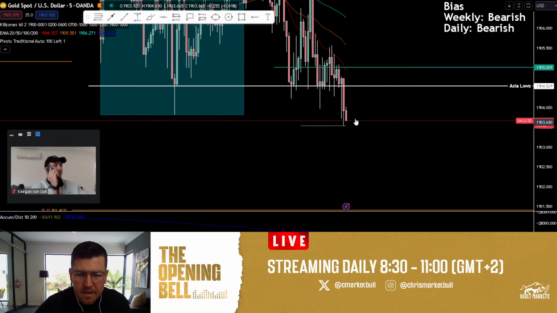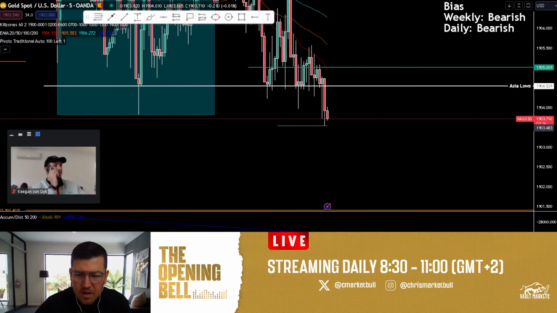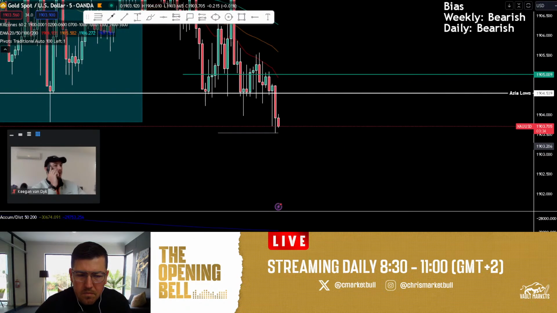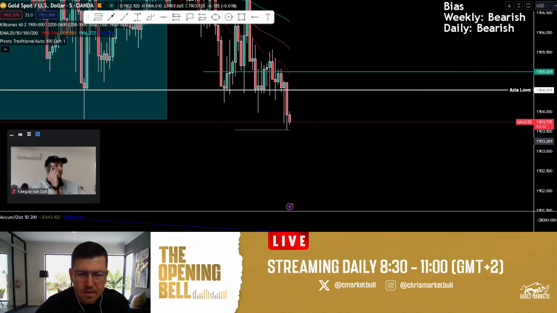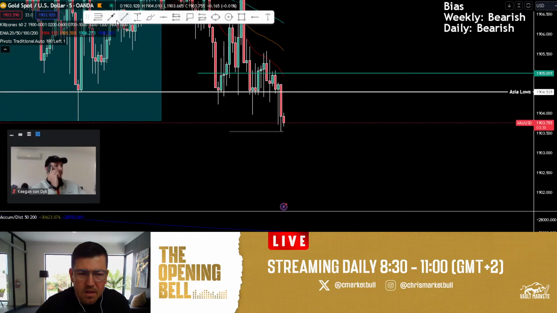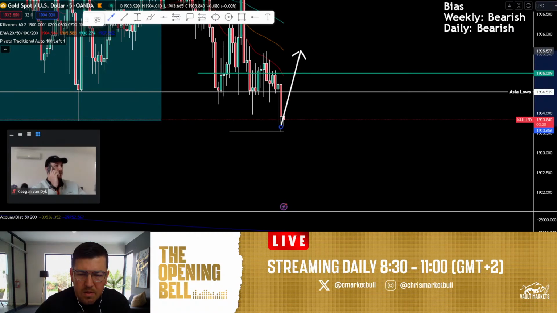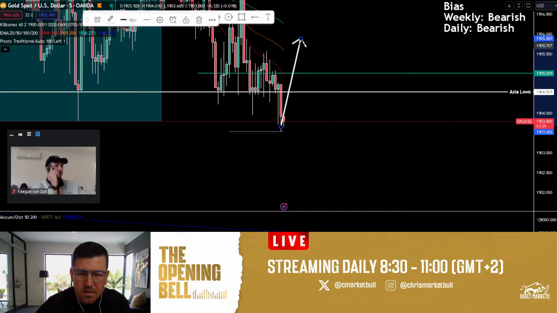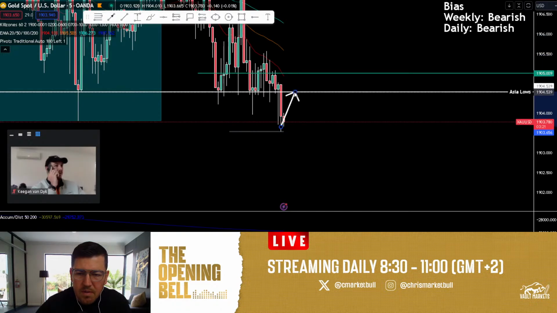Gold, break below Asia lows. I think for gold buyers, if you want to buy this level, you would definitely want to see something like this, a complete reversal. You don't want to see any rejections from these Asia lows. If we reject Asia lows, we're going lower.